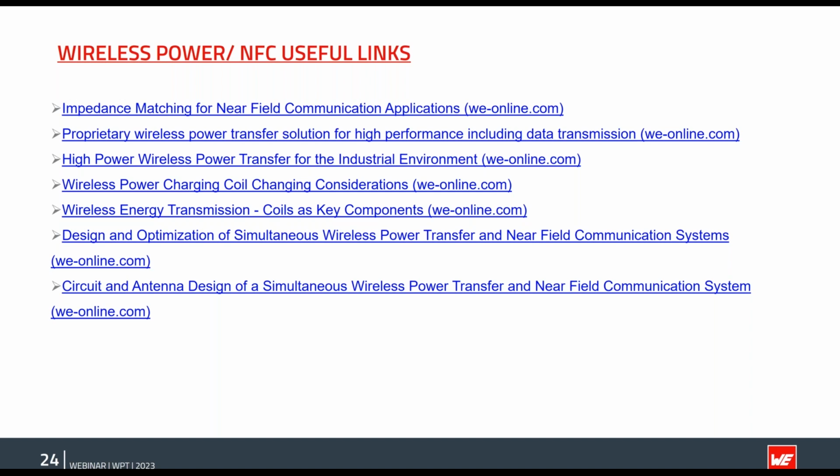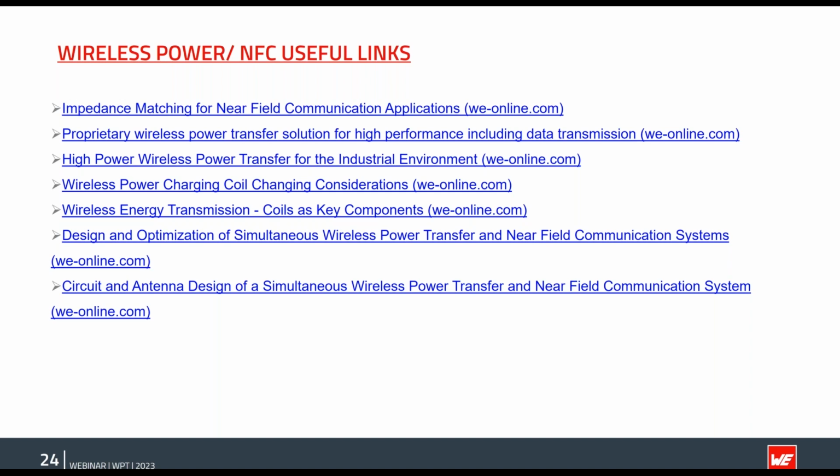Here you have some examples of how you can build your own wireless power system for different power levels using a basic Royer converter circuit or bridge rectifier circuits. And what are some important considerations when you are building your own wireless power system? You can see this in the wireless power charging coil design considerations app note.